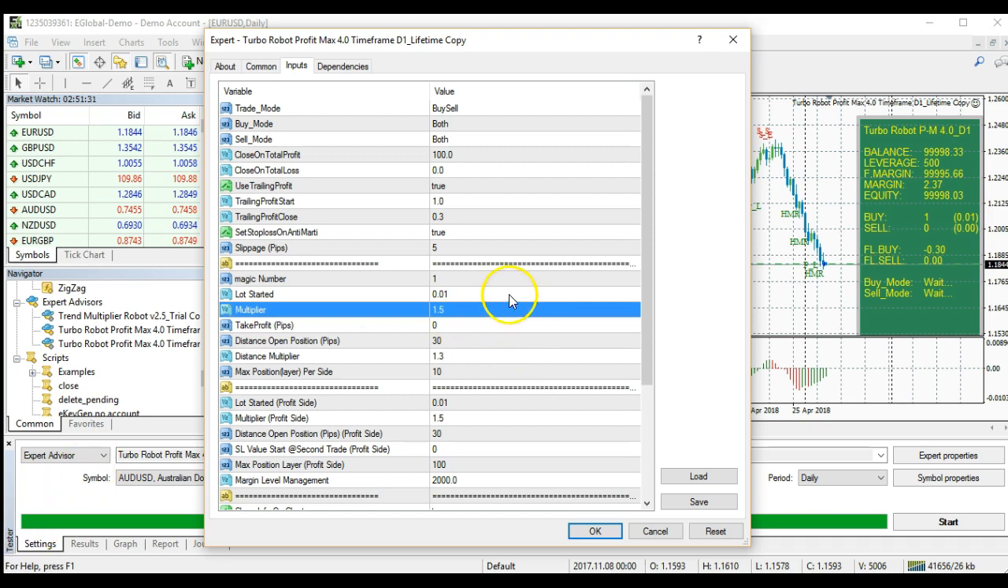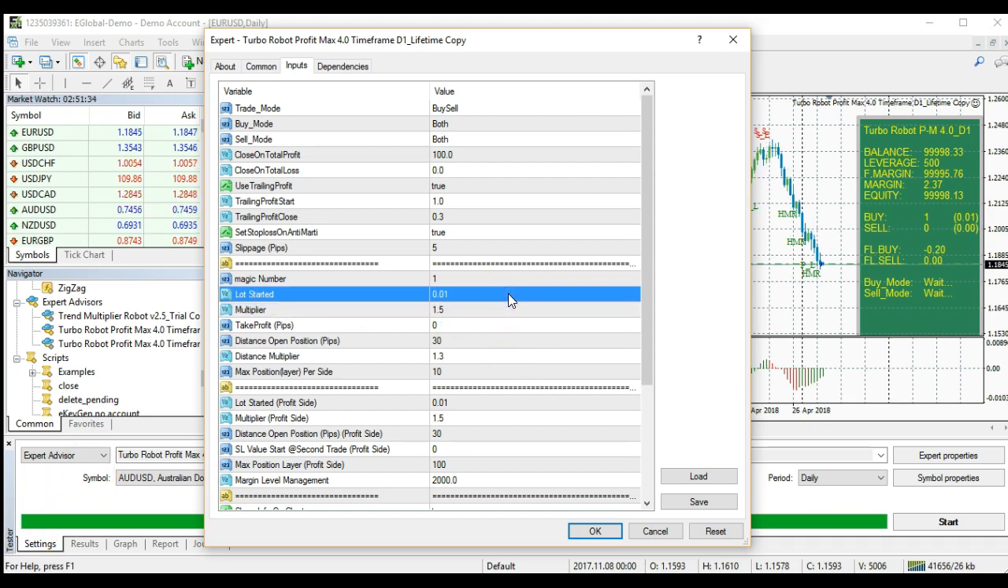You have your starting lot size, and your starting lot size will be the same. It's up to you: if you have big enough money, or your margin is quite big, you can change it to 0.1, or $1 per pip. That's too high, you know. So we will just start with 0.01.